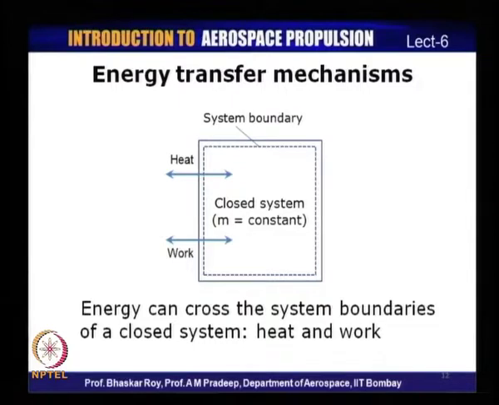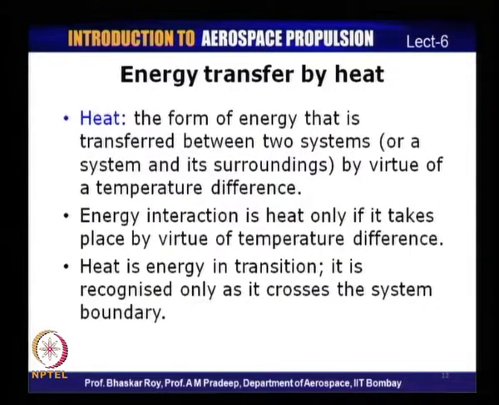We will define path functions a little later. So, there are two different energy interactions possible. One is known as heat and the other is known as work. And we shall see in the next lecture that for an open system there is one more form of energy interaction, that is through mass flow rate. So, for a closed system there are two forms of energy interactions.